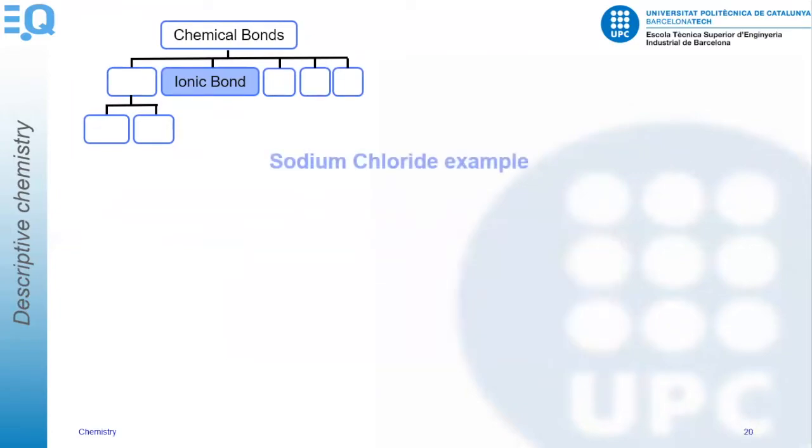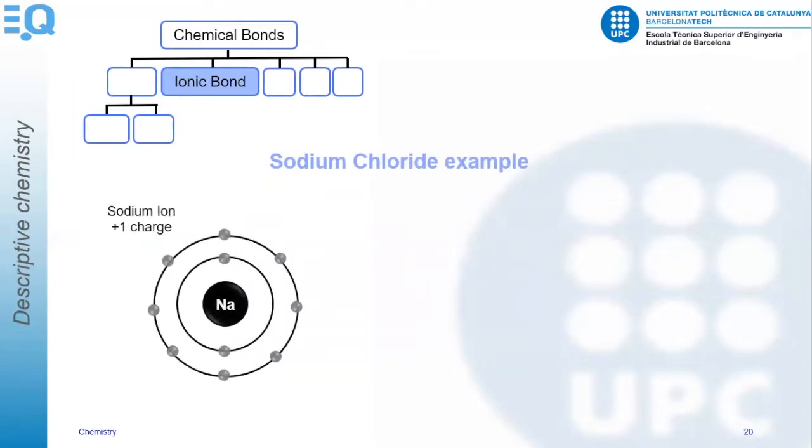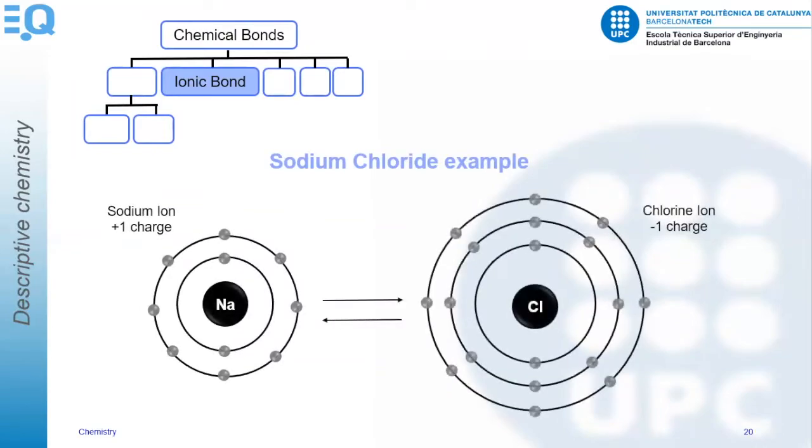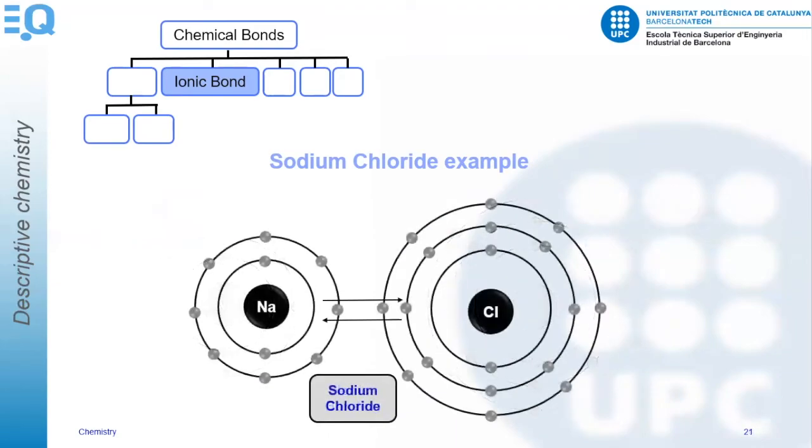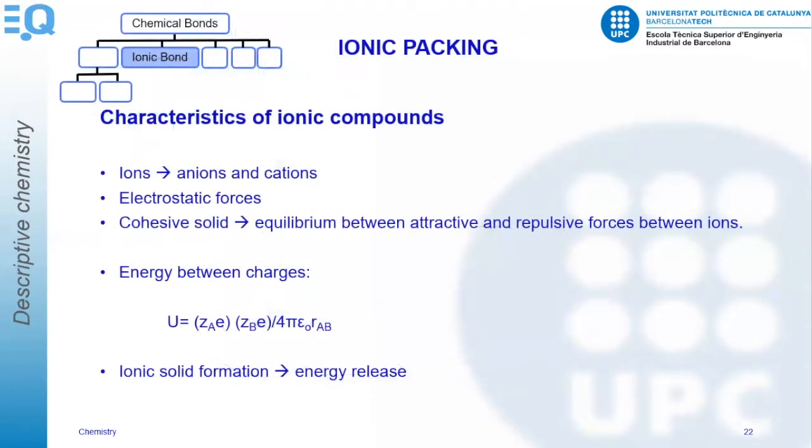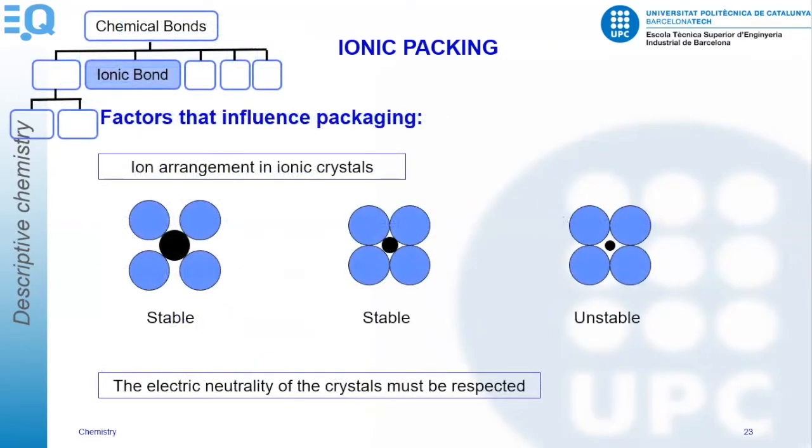Just remember that. If we have a look at the sodium chloride example, we can see how the sodium ion has 1 positive charge, and then the chloride ion has 1 negative charge. That's why they can form an ionic bonding that is quite stable. In these ionic compounds, we find anions and cations, which have positive and negative charges, and which are also electrostatic forces. If we have a look at the factors that influence packaging, we can see how the ion arrangement in ionic crystals has an impact.